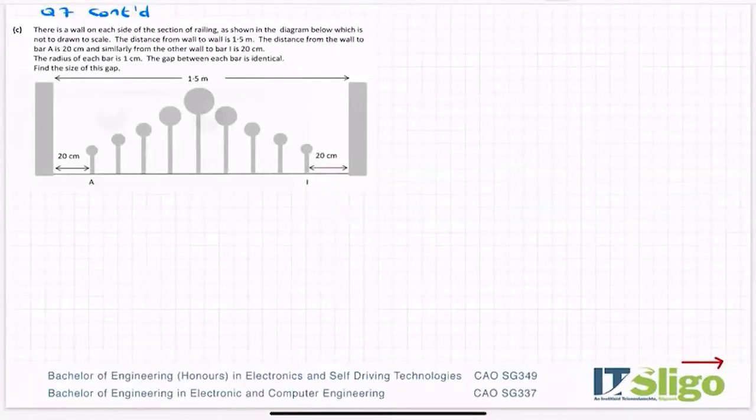And each of these is a radius of 1, or a width of 2, because if the radius is 1, then the diameter is 2. So all of these is a width of 2. Okay. The gap between each bar is identical. Find the size of the gap.